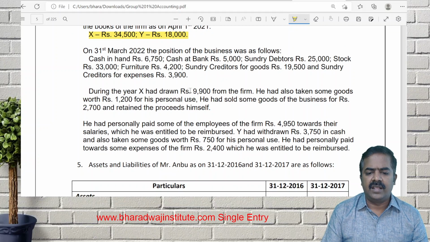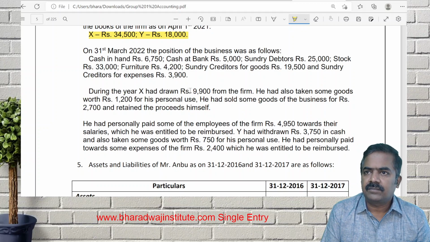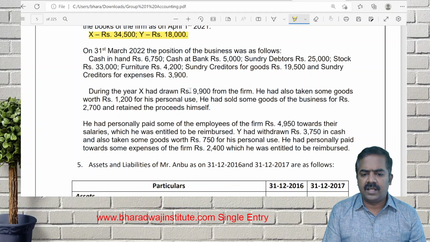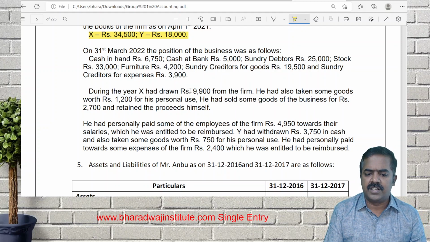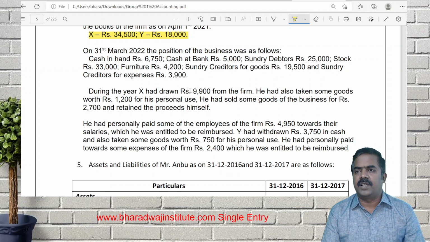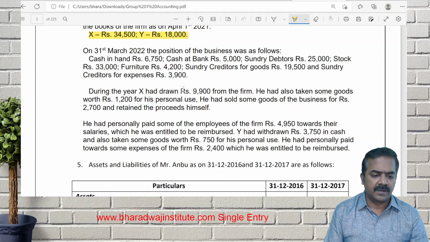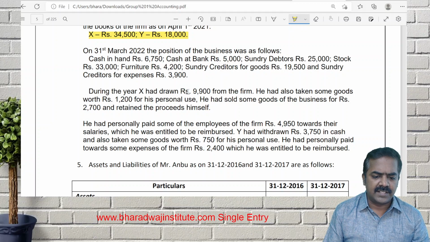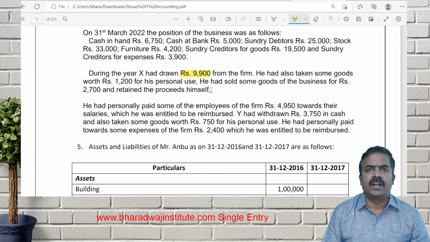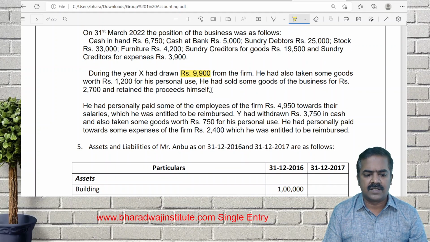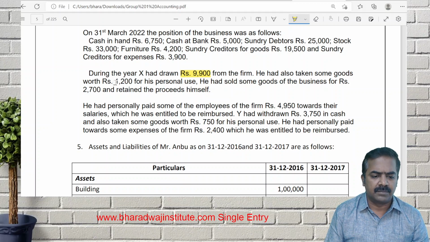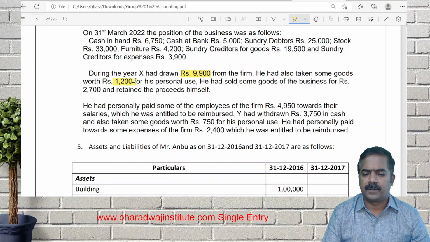Then, at the end of the year, what is given to us? Cash in hand, cash at bank, debtors, stock, furniture, creditors for goods and creditors for expenses. These are the closing assets and liabilities balances. Then, read further. During the year, X had withdrawn 9,900 from the firm. Drawings of X is given. He has also taken 1,200 worth of goods for personal purpose.